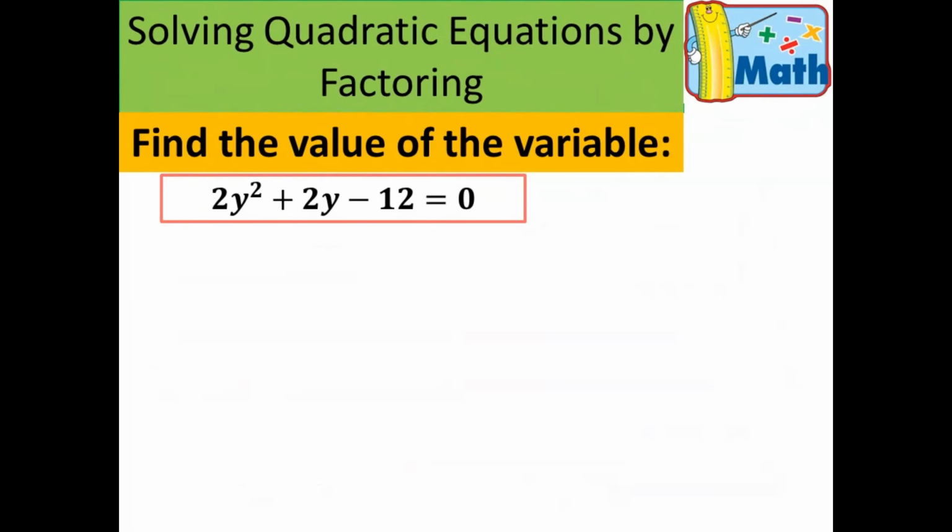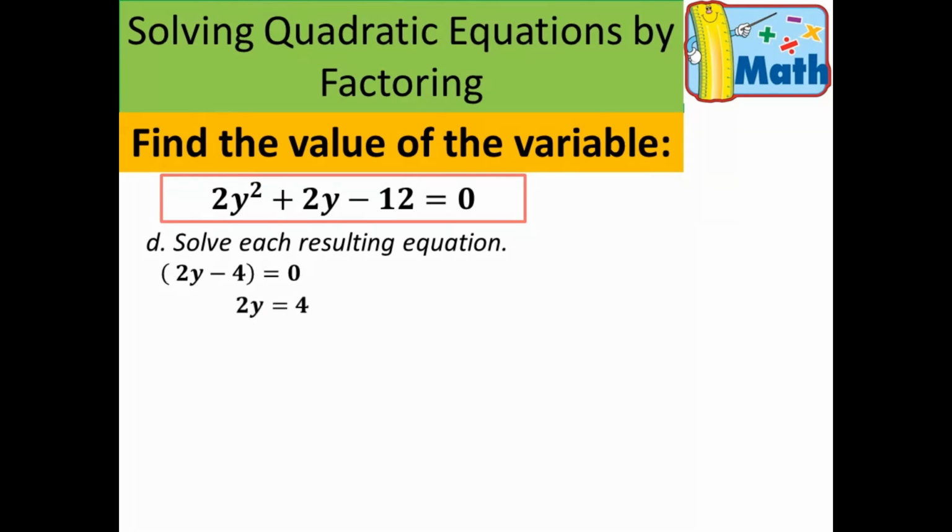Next step is to solve each resulting equation. For 2y minus 4 equals 0, by subtraction property of equality, we have 2y equals 4. Then divide both sides of the equation by 2. 2y divided by 2, then cancel 2, and 4 divided by 2 is 2. Thus, y equals 2. For y plus 3 equals 0, by subtraction property of equality, we have y equals negative 3.